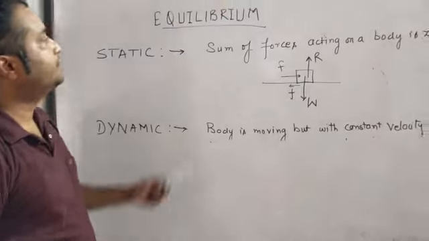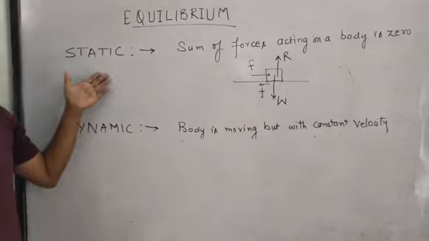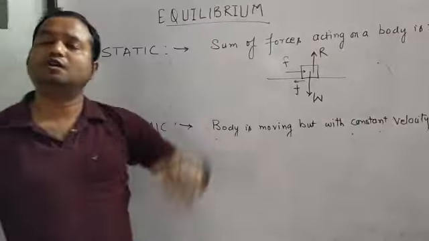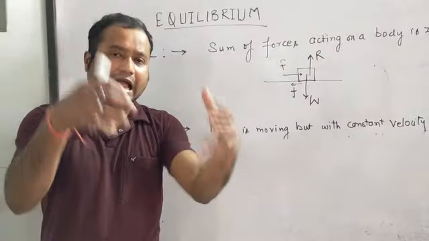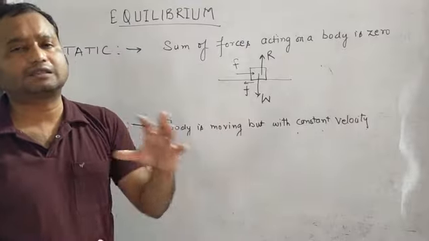Next heading, students, is equilibrium. Equilibrium is of two types, static and dynamic, as we see over here. A body is said to be in static equilibrium if the total sum of forces acting on the body is 0. Let me explain it to you with an example.